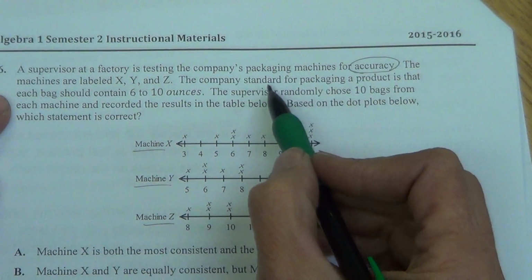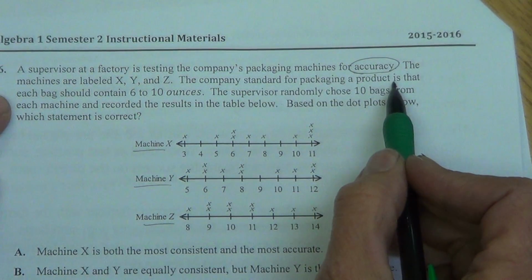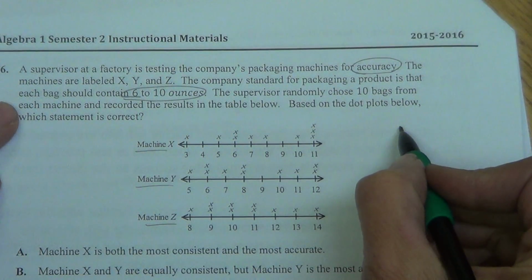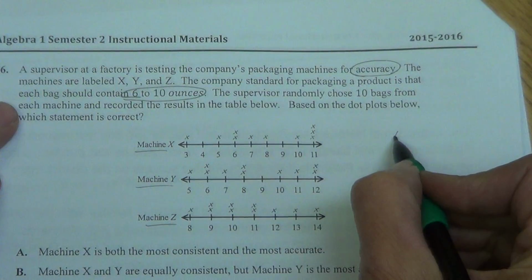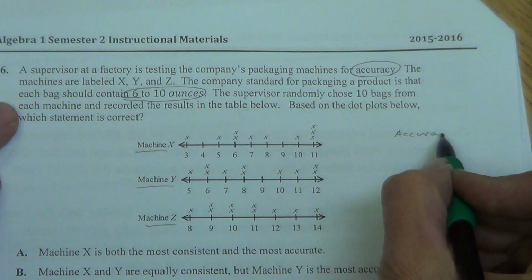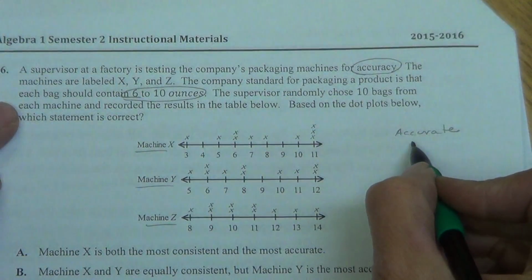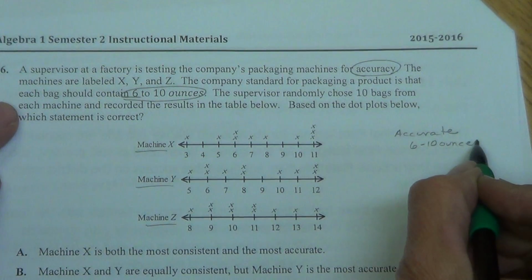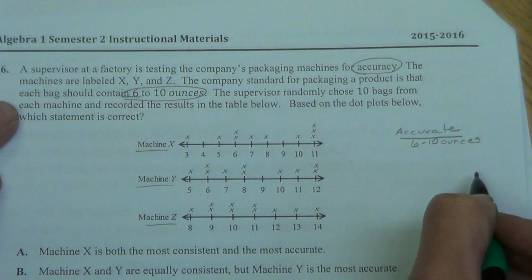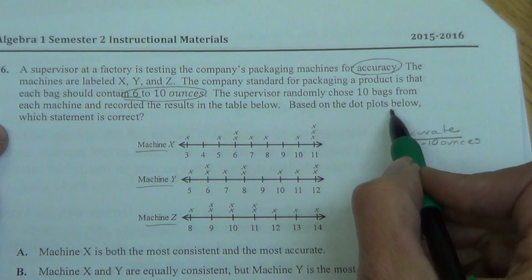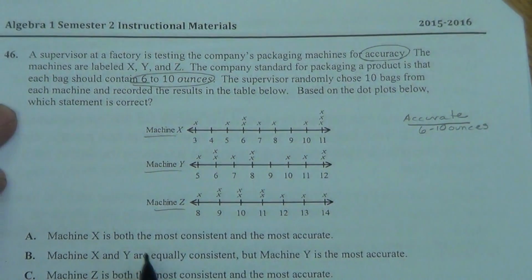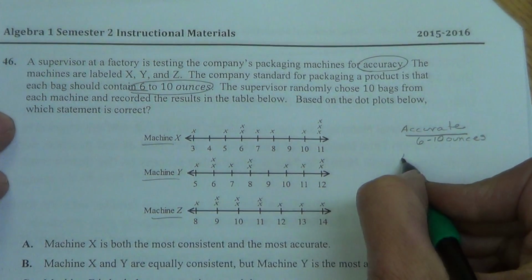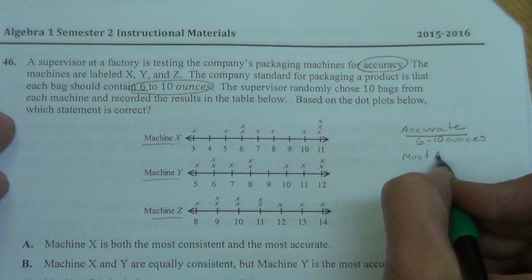They're saying the company standard for packaging a product is that each bag should contain 6 to 8 ounces. Okay, that's our target. So which of these machines is most accurate would be which machine hits within that target with the majority of its product. So that's going to be our accurate. I'm sure they're going to ask for that. Go down to the question. Based on the data plots below, which statement is correct? And then they are talking about accuracy. So let's just go ahead and find out which one is most accurate.